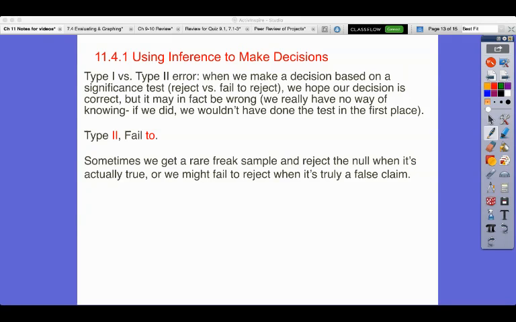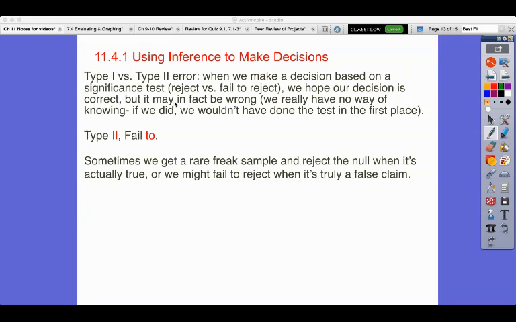When we make a decision based on a significance test, either we reject or we fail to reject. We hope we're right, but we may be wrong. And we have no way of knowing if we're wrong unless we do many, many tests and find out that the true mean is actually different or is actually really close to what we thought it was. If we knew that we were about to be wrong, why would we have bothered testing? If you know that you're wrong, don't bother with a test. You already know you're wrong. But what we need to talk about is the two types of errors that we make.